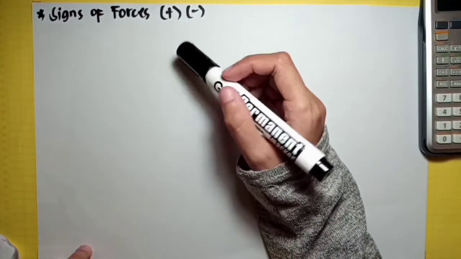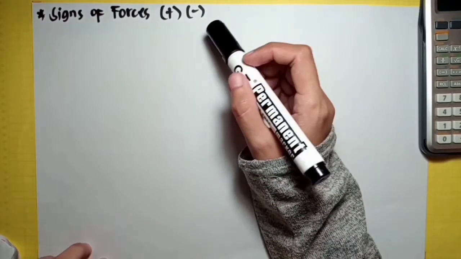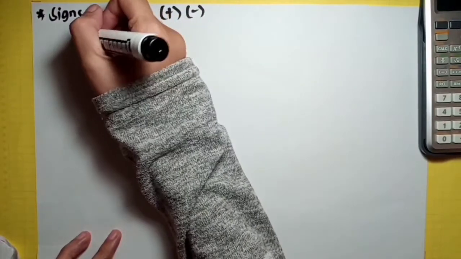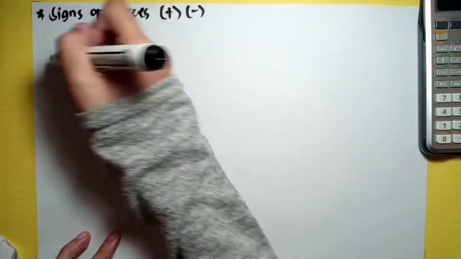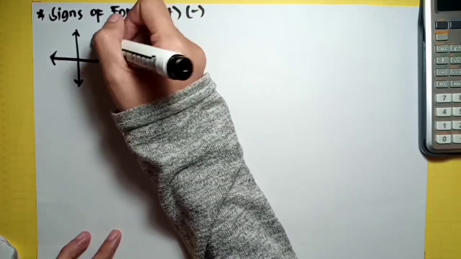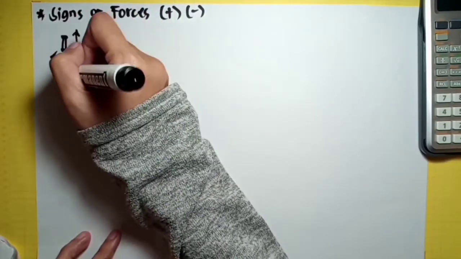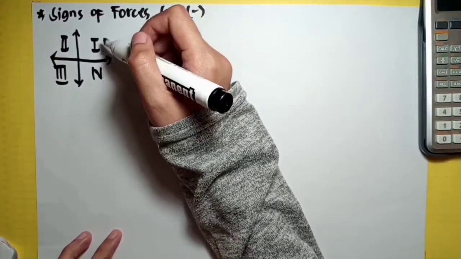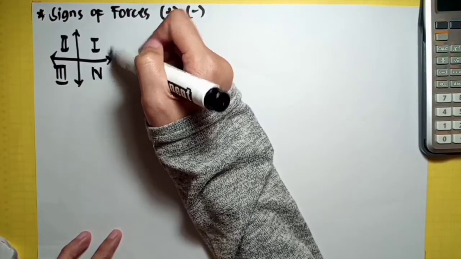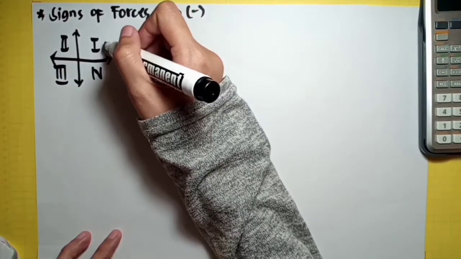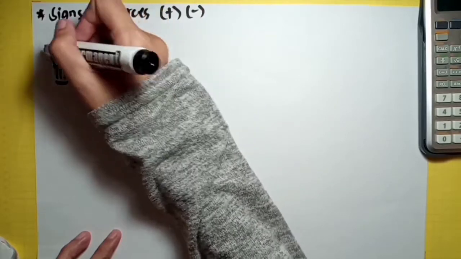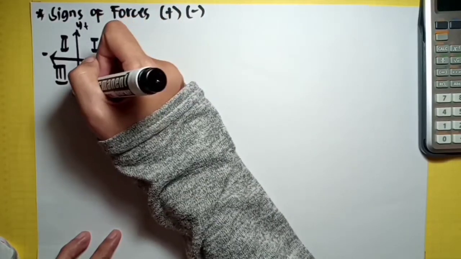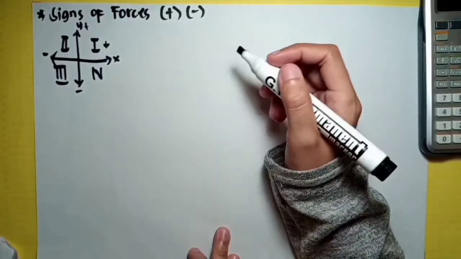Hindi palaging positive ang signs ng mga forces. Pwede din itong maging negative. Kung matatandaan nyo, meron tayong tinatawag na Cartesian plane, which is merong quadrant 1, 2, 3, and 4, at saka may iba-iba din silang mga signs. So, may this one for x, positive, and then negative sides. And y is positive sa taas, negative sa baba. Ganun din sa mga forces.